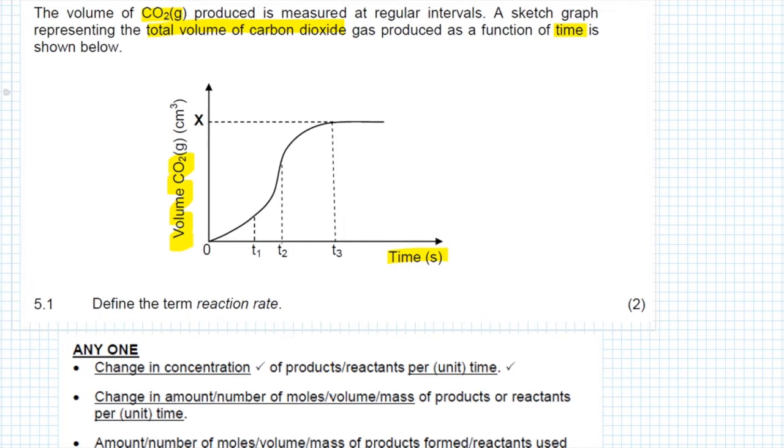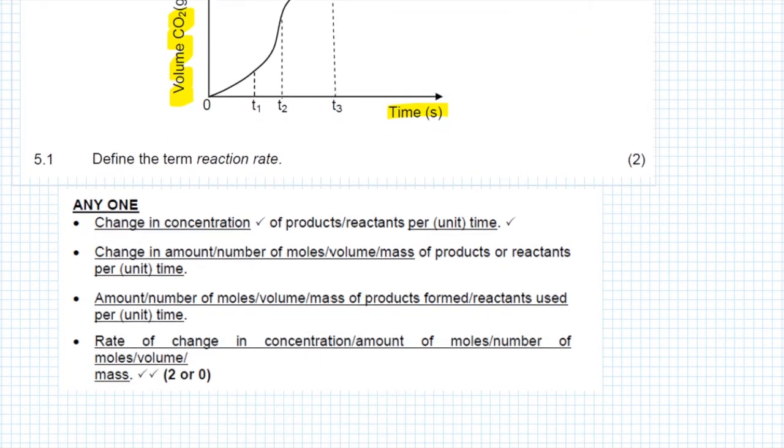Question number 5.1 says, define the term reaction rate. Now we have a few options here. The most common one that we write down is change in concentration of products or reactants per unit time. And for writing that down, you're going to obtain 2 marks. Alternatively, you can say it is the change in the amount or number of moles, volume or mass of products or reactants per unit time.